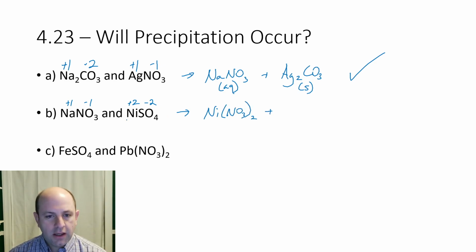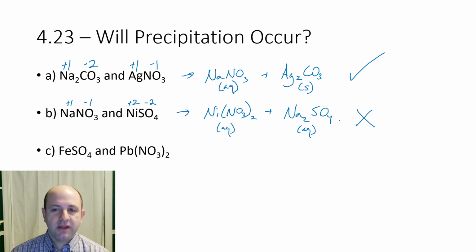Okay. And then we have sodium with sulfate, so +1 with -2. So this will be 2 sodiums and 1 sulfate. Now, I'm not balancing with coefficients, but these are the right formulas. You could put numbers in front to balance if you want. With this one, okay, nitrate, we just said, always soluble, no exception, so that's aqueous. And then this one, sodium, always soluble, no exception. So both are aqueous. That means no, precipitation will not occur. Nothing's going to be a solid.